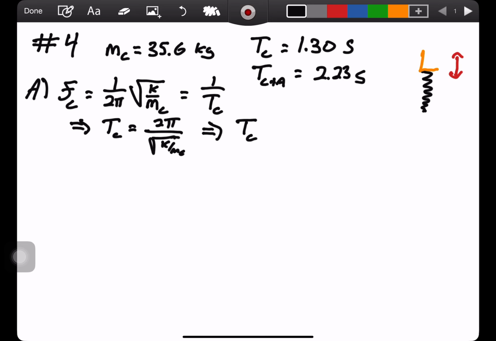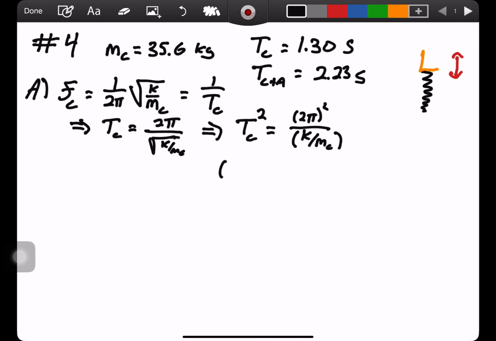So the period of the chair oscillation squared is going to be equal to 2 pi squared. And now because I'm squaring something that has a square root, I just get what's under the square root. And so that means that I'm just going to have k divided by the mass of the chair. So we ultimately want to solve for k. And so it's going to make sense to try to isolate for k. And so to do that, I want to multiply both sides by k over mc.